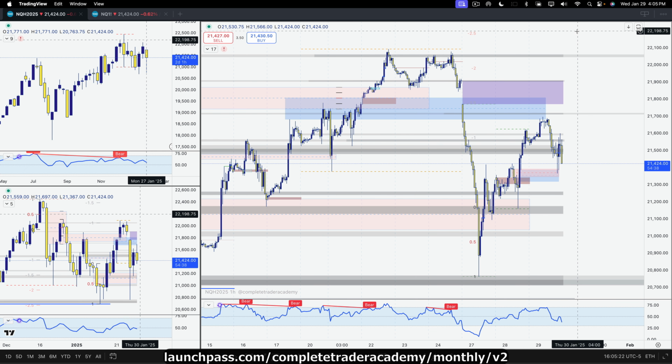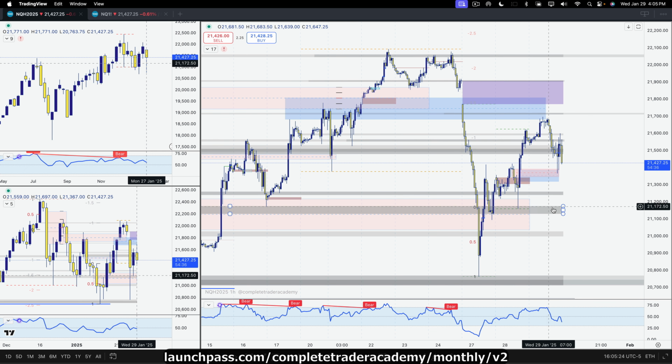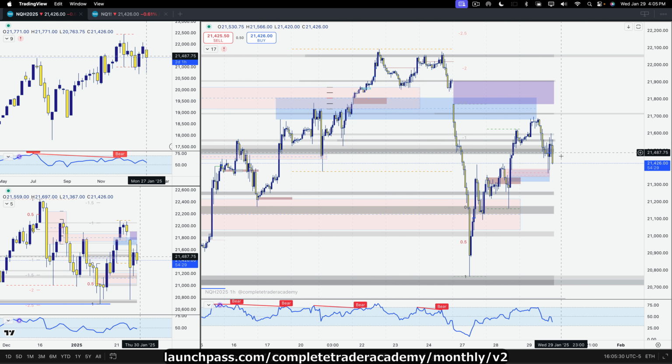Now, I don't expect. So when you're trying to pull off a move like this, you obviously don't want to have FOMC or a CPI going on. Yes, or non-farm. Obviously, yes, that can catalyst the move.